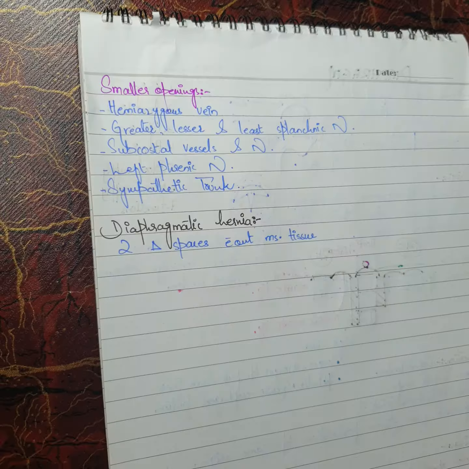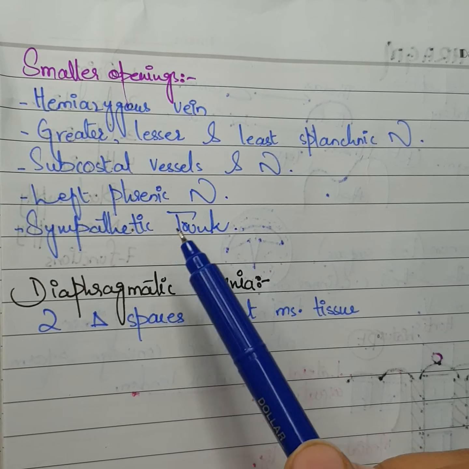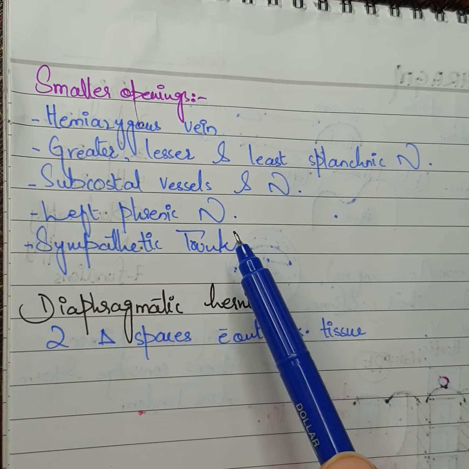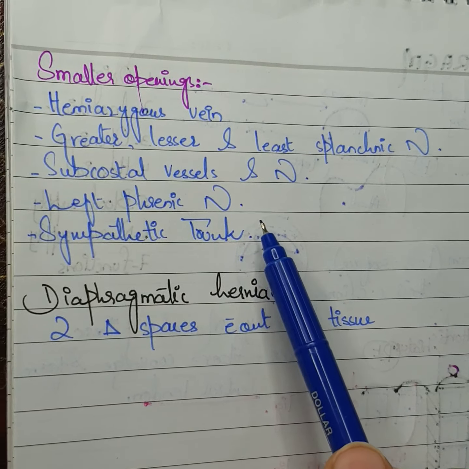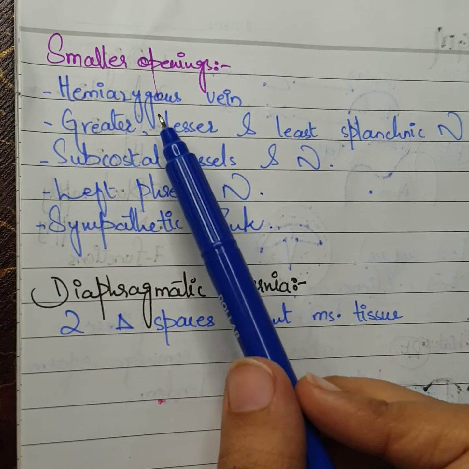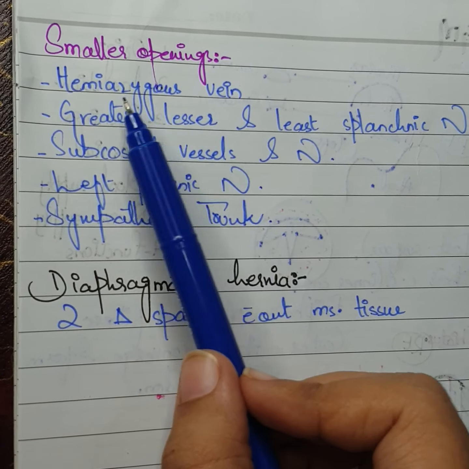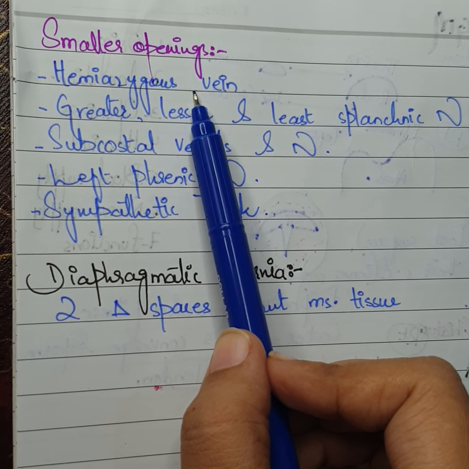Now these smaller openings are for these structures in the diaphragm. They make their separate openings in diaphragm. They do not pass through T8, T10, T12 or the larger hiatuses. They pass through their separate openings in diaphragm. So this has the hemiazygous vein because the azygous vein was passing through the aortic hiatus.